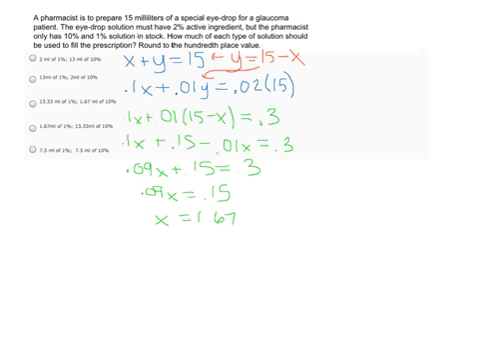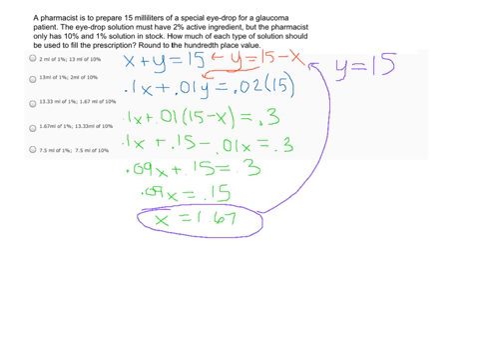So now we want to find our y. So we plug this x back into one of the equations. So we get y equals 15 minus 1.67. And we know y then equals 13.33.